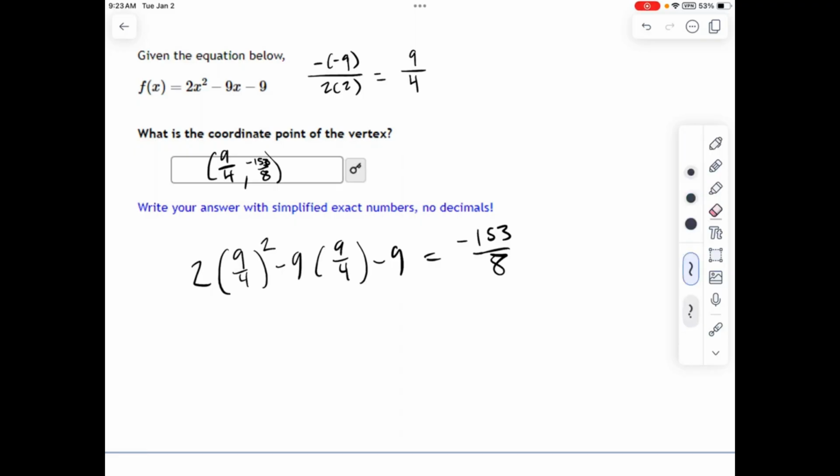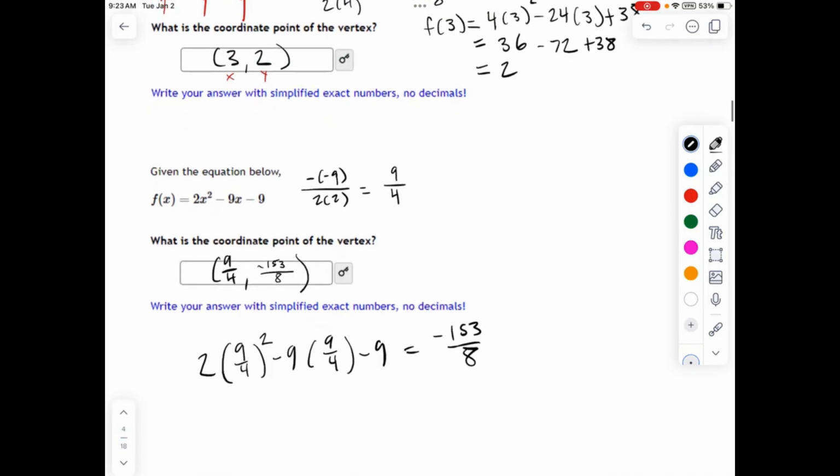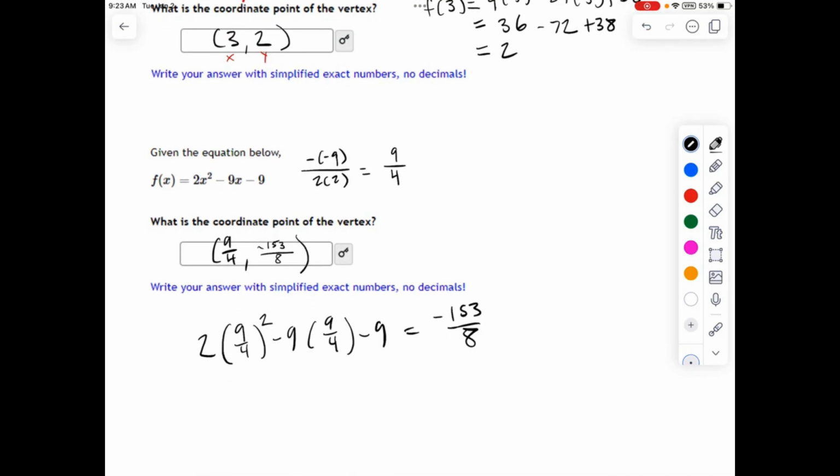Oh, goodness gracious. Negative 153 over 8. There you go. So fractions work the same way as whole numbers do, don't freak out. Negative b over 2a will always work in standard form because it's essentially just finding the middle of your two x-intercepts every time.